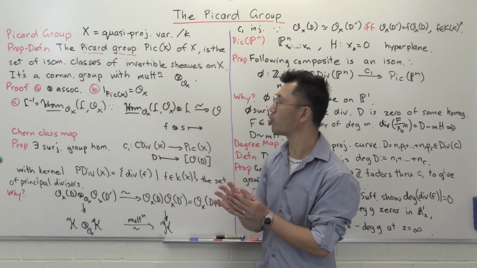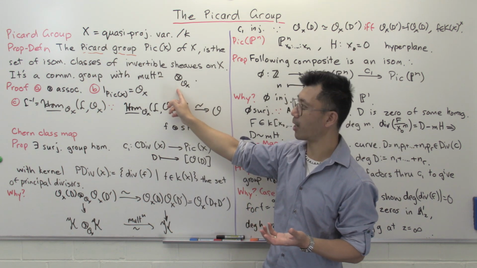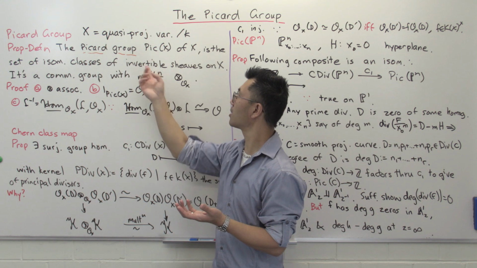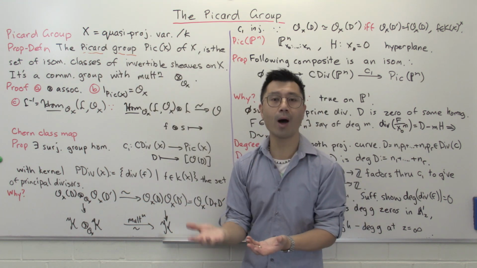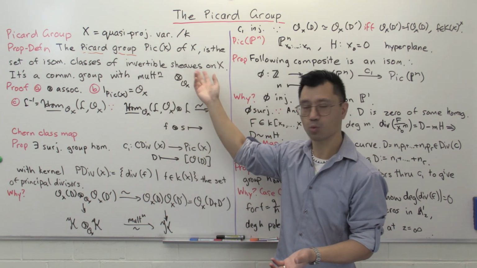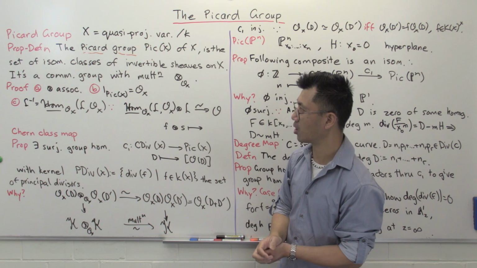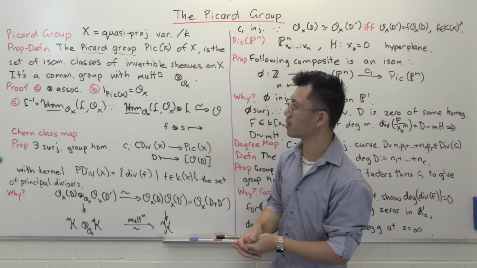So what's the group structure? I just have to tell you the multiplication, and the multiplication is the tensor product. So remember, when you take the tensor product of two invertible sheaves, they're basically locally free of rank 1. So the tensor product is also locally free, and the rank is going to be 1 times 1, so it's still 1, so it's still an invertible sheaf. Okay, and of course this respects isomorphism classes as well.